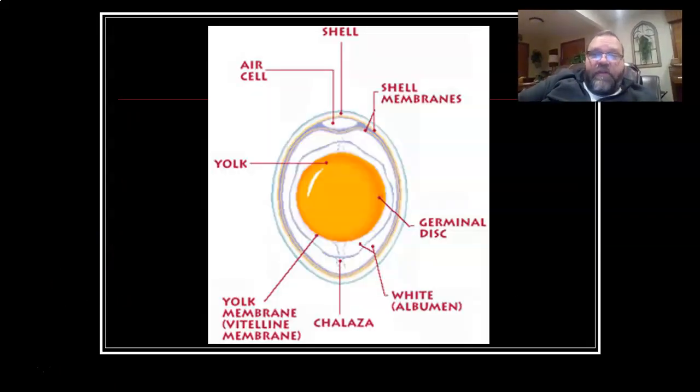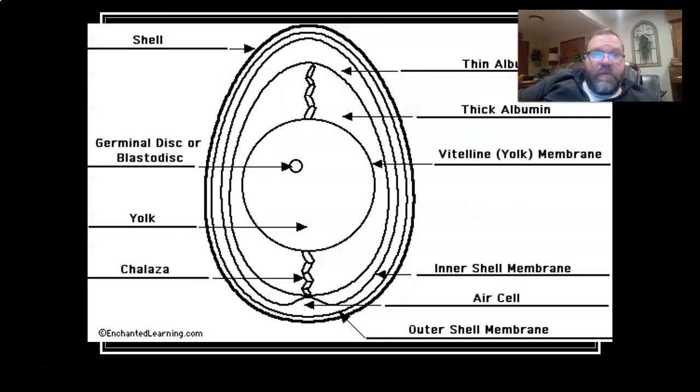Here's what we're looking at. This diagram will probably appear on the test, so you should know it. The shell at the top is the outer part. There's shell membranes. There's the germinal disc. There's the white, that's the albumin. The chalaza is this tiny little line that holds the stuff upright. There's the yolk, and then there's the vitelline membrane, or the yolk membrane. So make sure you know this one. This will be on the test.